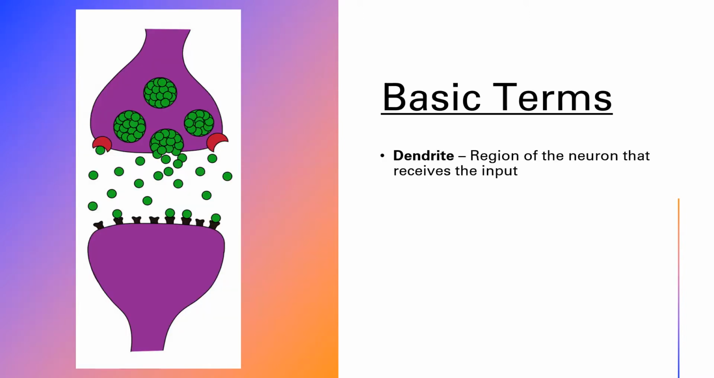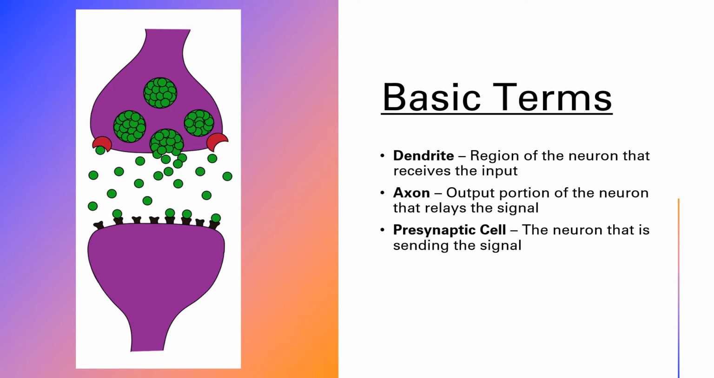So for some basic terminology, we have the dendrite. That's the region of the neuron that receives the input. For this cell that's down here, there's our dendrite. It's going to receive input from the axon, which is the output part up here of the previous neuron. There are sometimes where the cell will actually synapse back on itself, so it may be the same neuron. But for what we're doing today, we have a dendrite and we have an axon.